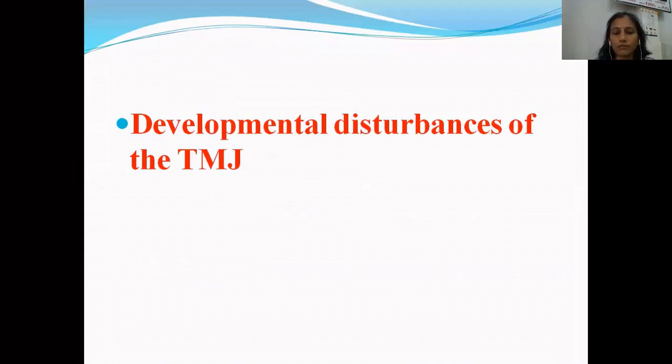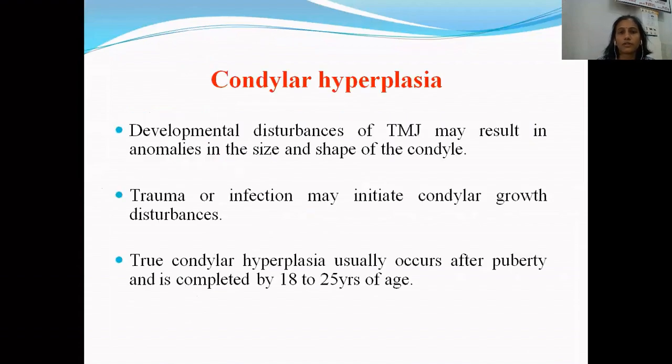So we'll start with the developmental disturbances of the temporomandibular joint. The first is condylar hyperplasia. I think all of you know the meaning of hyperplasia, that is increase in the size of a tissue due to increase in the number of cells. It's a developmental disturbance of the TMJ which affects the size and shape of the condyle.